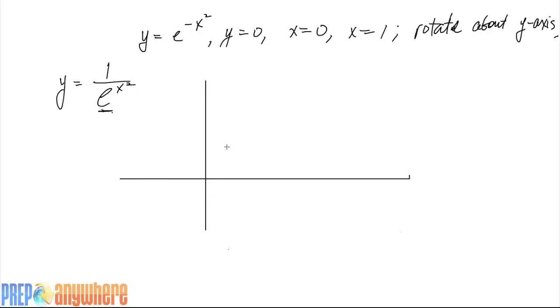Okay, so starting from x equals 0, which is going to give us 1, it's going to constantly decrease. But we're only interested in the region bounded by y equals 0, which is the x-axis, x equals 0, which is the y-axis, and x equals 1. So we're going to rotate this area about the y-axis.